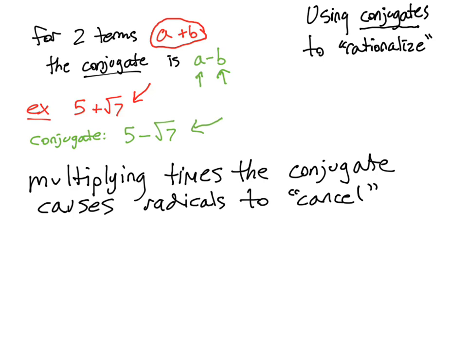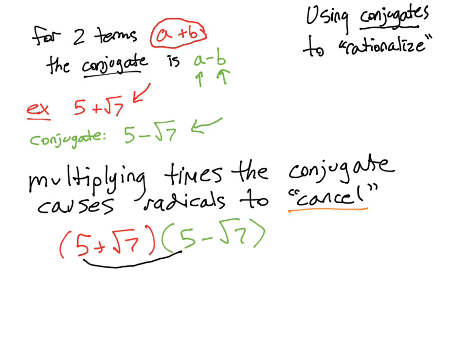The reason that this is useful is because multiplying two terms times its conjugate causes the radical parts of the expression to cancel out, which is what we want when we're simplifying fractions. We want to get those radicals in the denominator to cancel out. So let's see how this works. Let's take 5 plus the square root of 7 and multiply it times 5 minus the square root of 7. We've got to distribute and multiply each of these terms times each other.